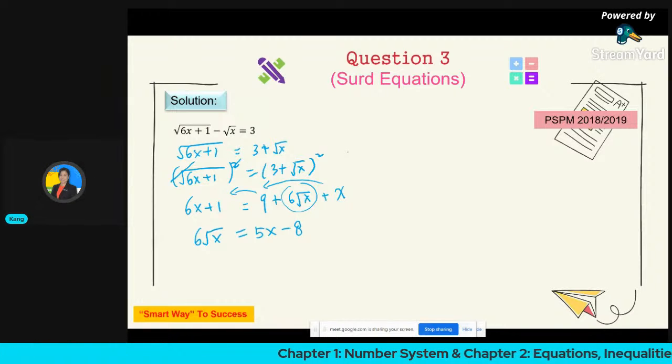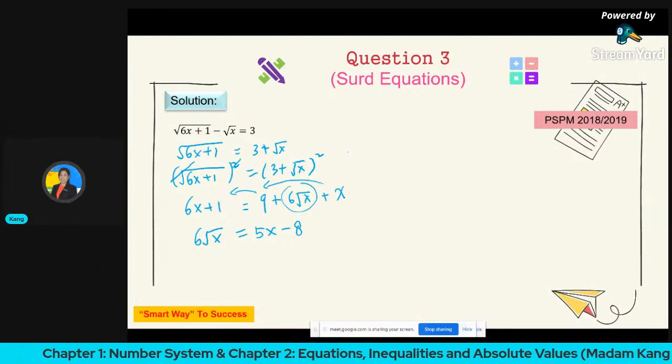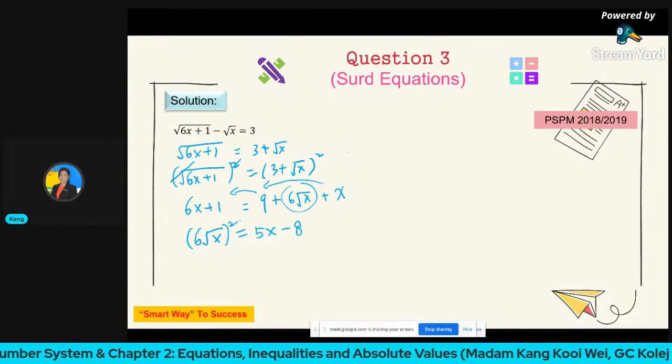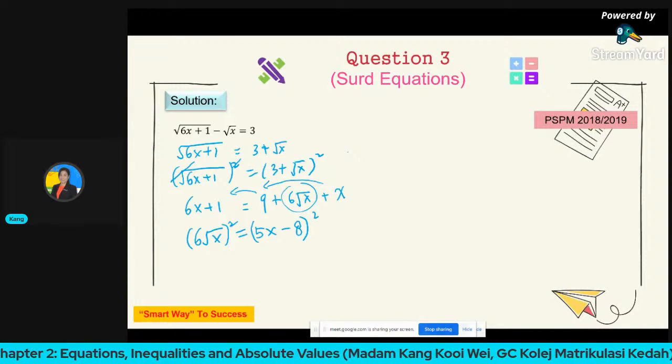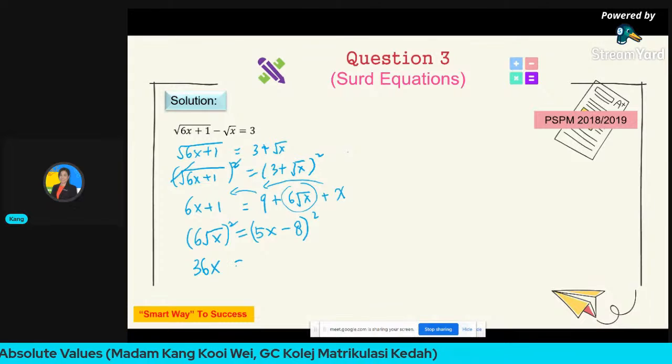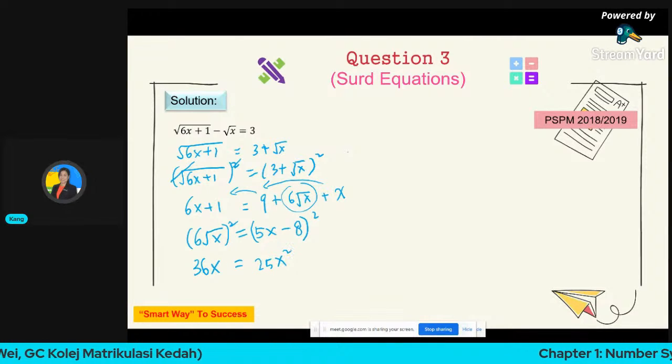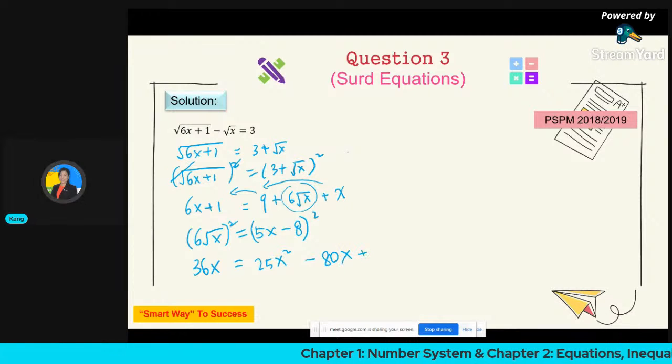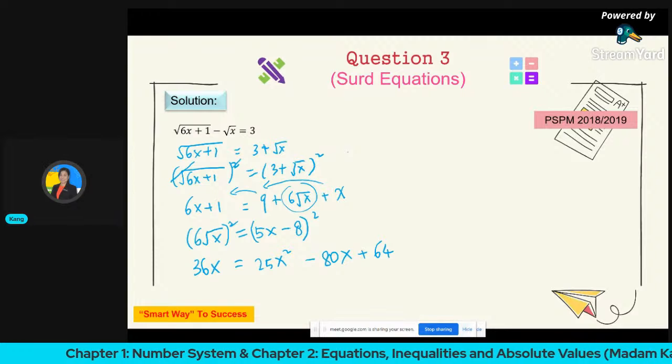Again, this equation has the surd. In order to eliminate the surd, we need to square both sides again. Expand it, you get 36x equal to this one. We expand it, you get 25x squared, then minus 80x plus 64. Okay, you will get this equation.